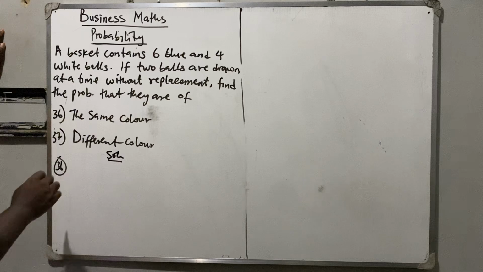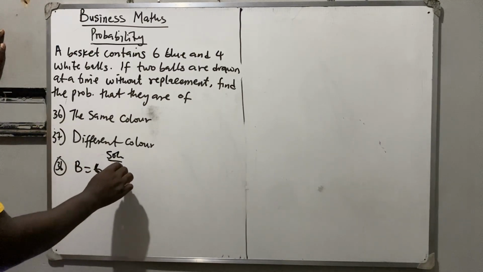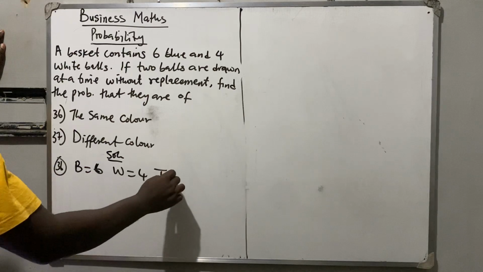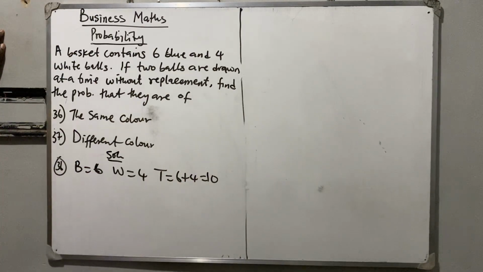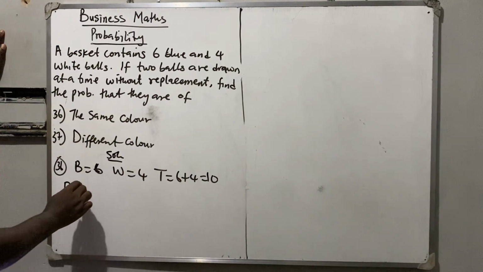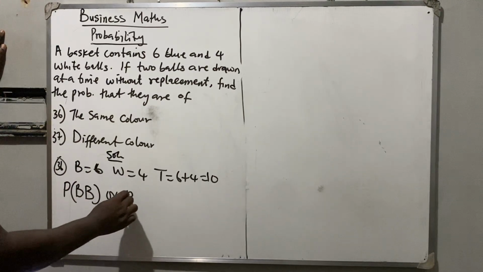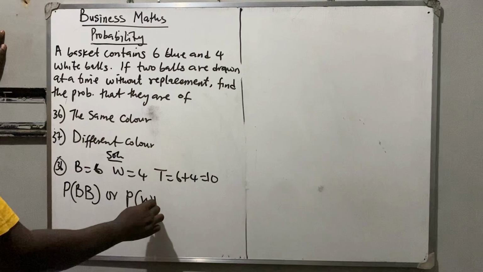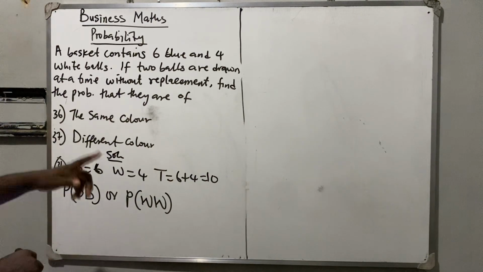First of all, we know that the number of blue balls is 6 and the number of white balls is 4, while the total becomes 6 plus 4, which is equal to 10. Now the probability that they are of the same color is that you pick the first one, it will be blue, and you pick the second one, it will be blue again, or the first one will be white and the next one will be white. So it's either you pick blue or you pick white.